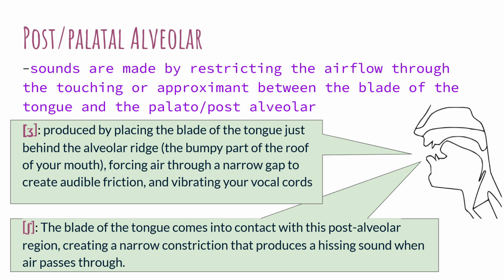The sound sh. It is pronounced by the blade of the tongue coming into contact with this post-alveolar region, creating a narrow constriction that produces a hissing sound when air passes through.